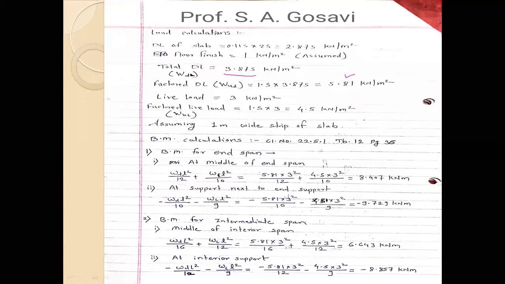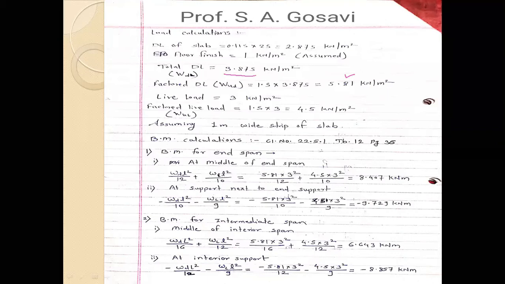After that we need to calculate the live load. The live load is 3 kilonewton per meter square. Many times the live load is already given in the problem, so you have to see what live load is given. If the live load is not given, then the type of building may be given to you, for which you need to design the slab. I have already told you the live load for a residential building and for a commercial building while designing the slab. Accordingly, now the live load is 3 kilonewton per meter square.